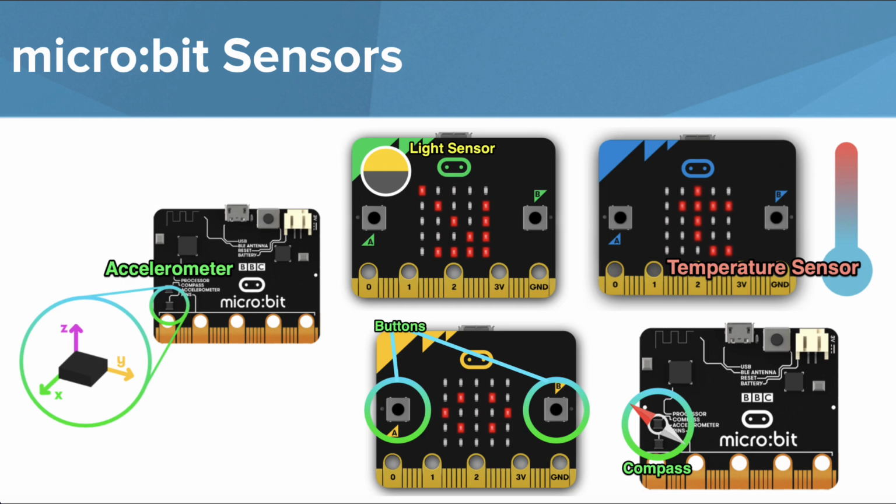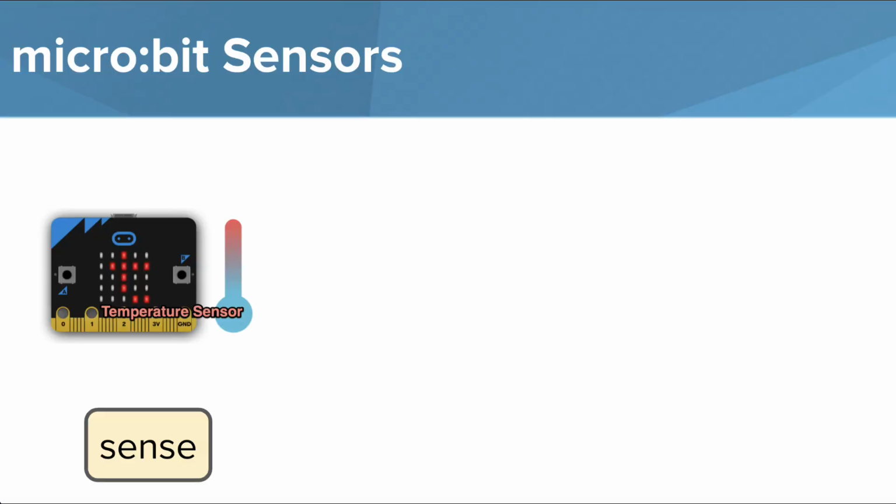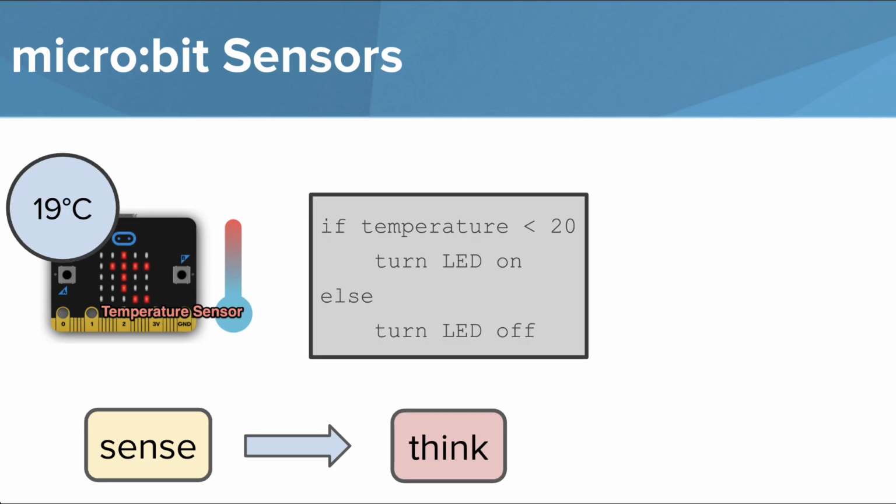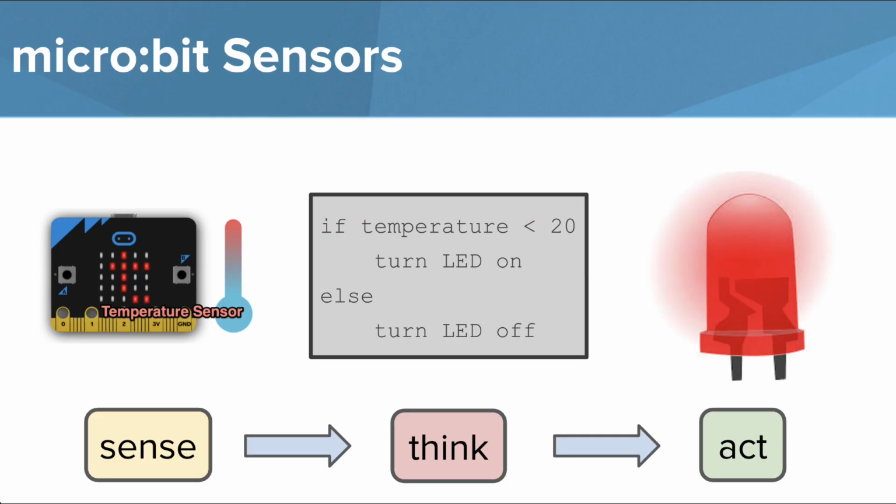It can sense acceleration, light, temperature, and direction using built-in sensors. Here's an example. We can use our temperature sensor to find the temperature of the room. It finds that the temperature is 19 degrees Celsius. It then thinks by applying this value to the program that has been written. It sees that if the temperature is less than 20, a light or LED should turn on. So it acts on this and lights the LED.